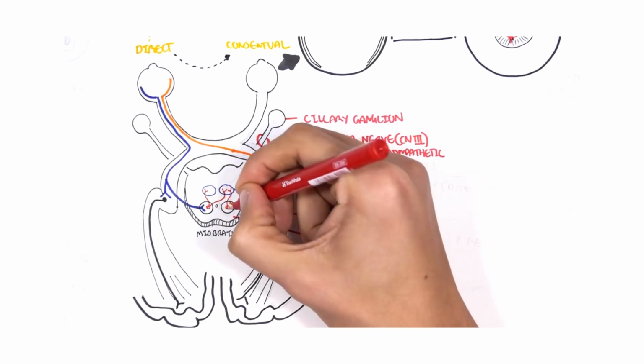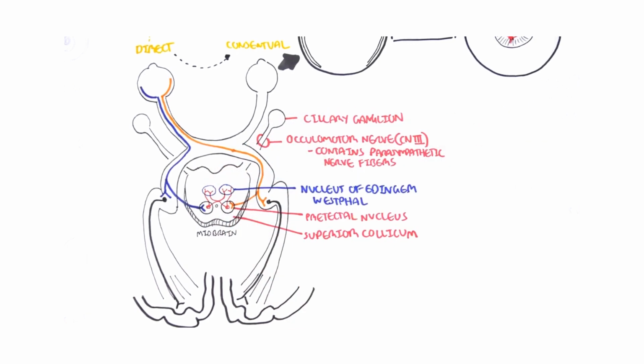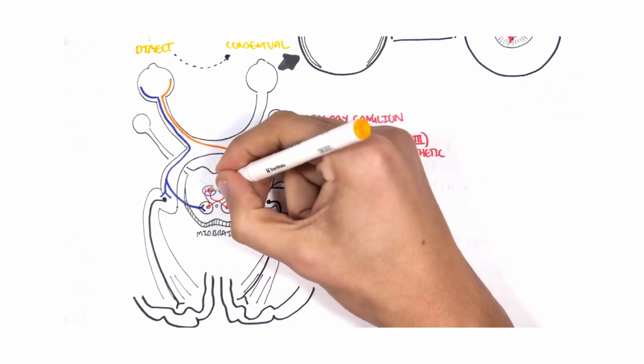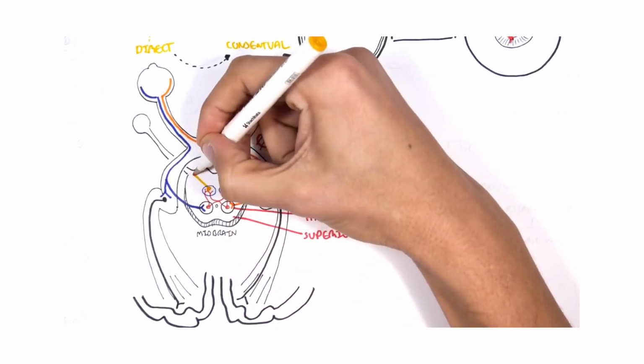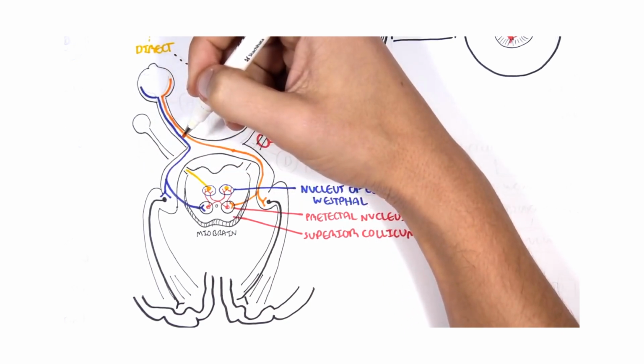And a similar thing happens on the right pretectal nucleus. It will bring it to the same side of the Edinger-Westphal nucleus, but it will also bring the information to the other side. It will cross over. And so essentially, both right and left nucleus of Edinger-Westphal are being stimulated just from the one eyeball, from the left eyeball. And the nucleus of Edinger-Westphal is stimulated.